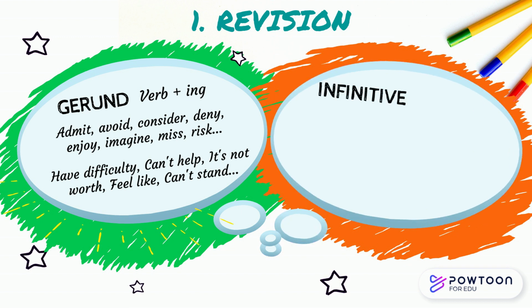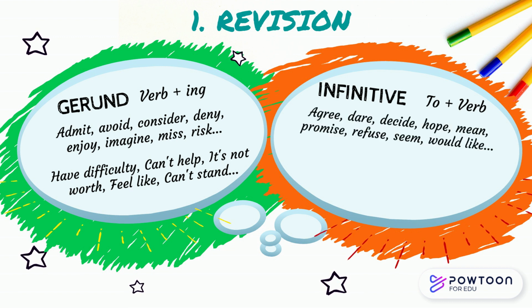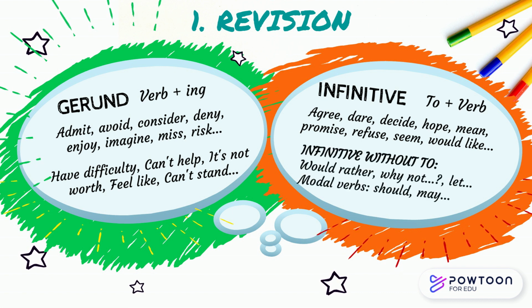Now, what is the infinitive? It's the verb with to. Many verbs also take the infinitive form after, like agree to do, refuse to go, seem to be, and so on. We can also get the infinitive without to in expressions like would rather, let, and in modal verbs.